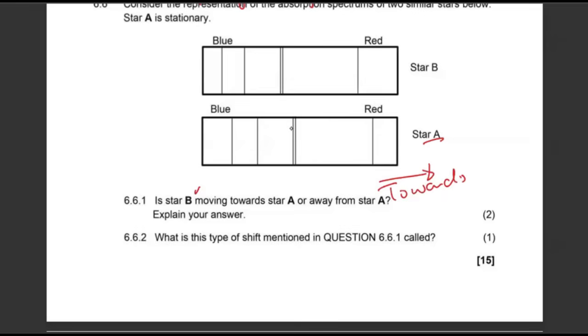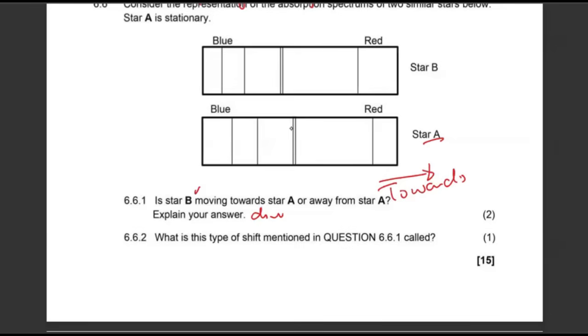Okay, so how do we tell that it is moving towards? Just look at the double line. We're going to use the double line as a reference. What we can say is that the double line of B has moved to the red side. Or is it? No, it's the blue side.